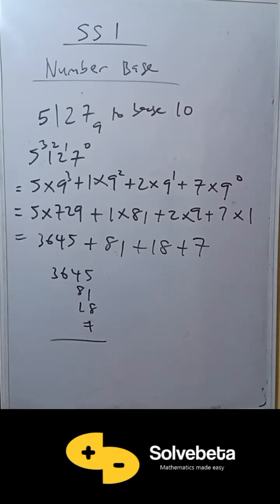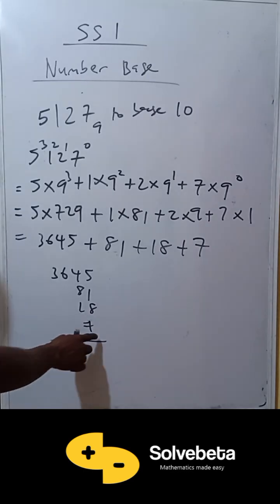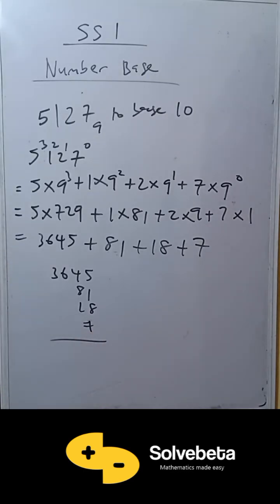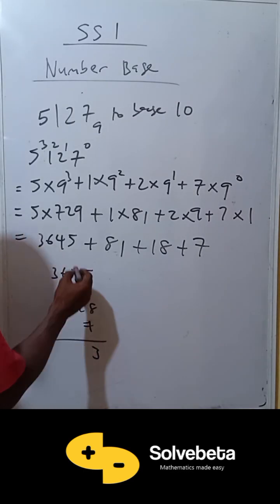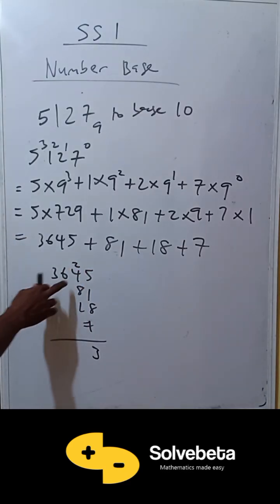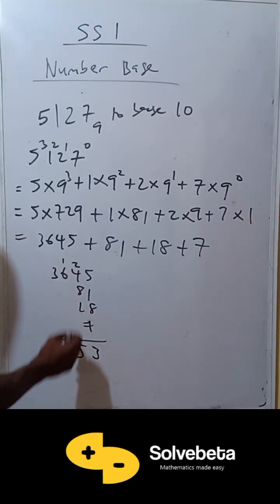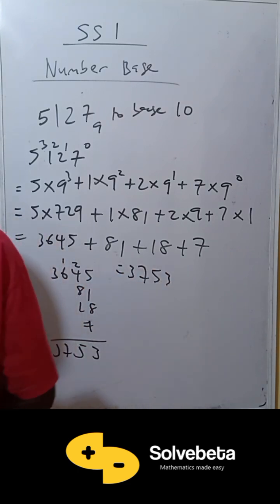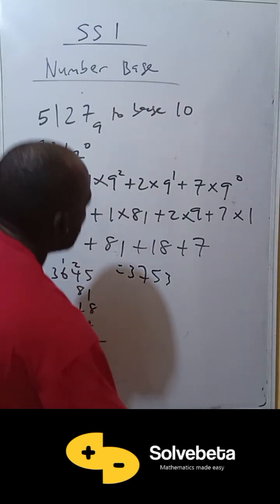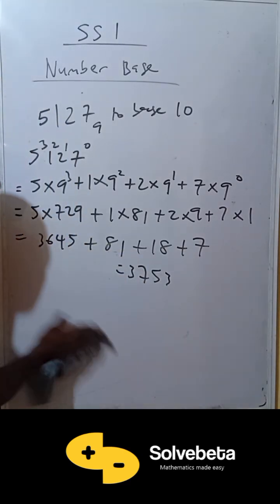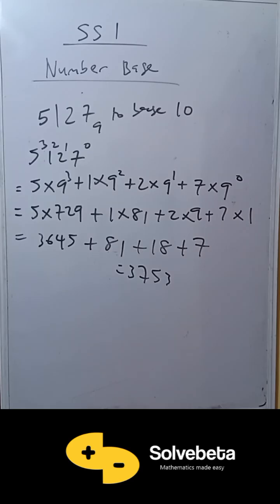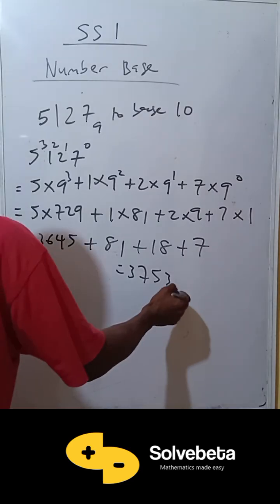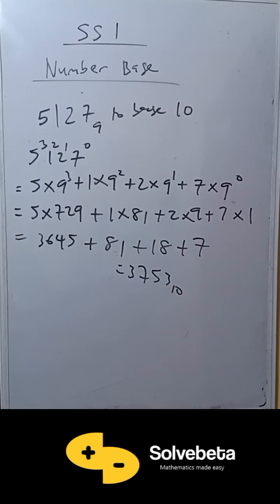3645 plus 81 plus 18 plus 7 gives 3751, barring no error. 3751 in base 10.